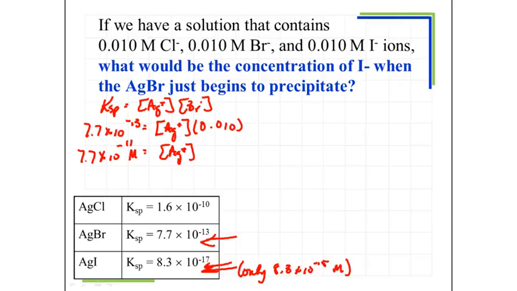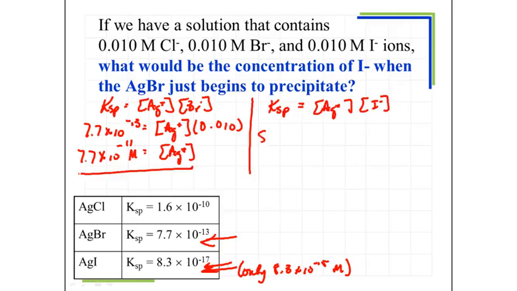Now once it begins to precipitate, we can now answer this question. What would the I minus concentration be? Well, let's go back to our initial Ksp for silver iodide. And let us now put in this silver concentration that we got from here into this equation. Now the Ksp is still, of course, 8.3 times 10 to the minus 17. We have upped our silver concentration now to 7.7 times 10 to the minus 11. That's when the silver bromide starts to precipitate.